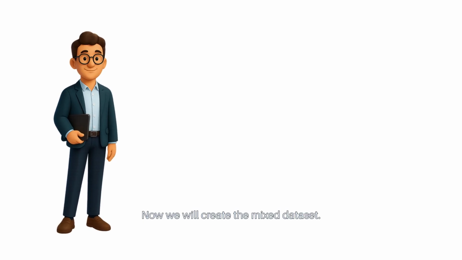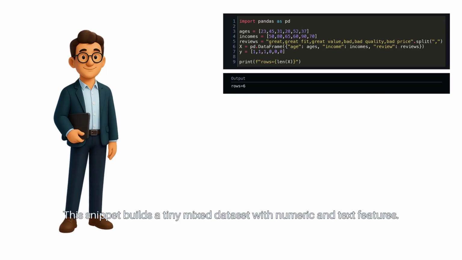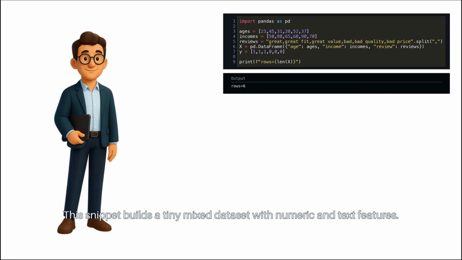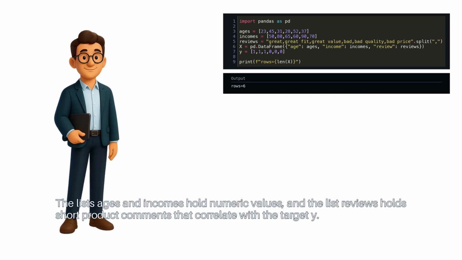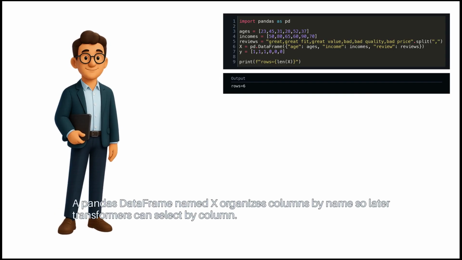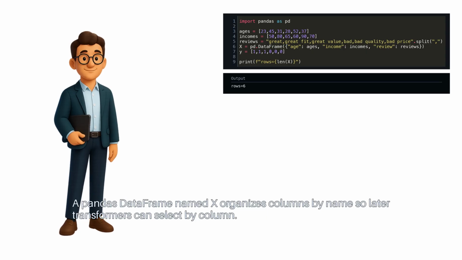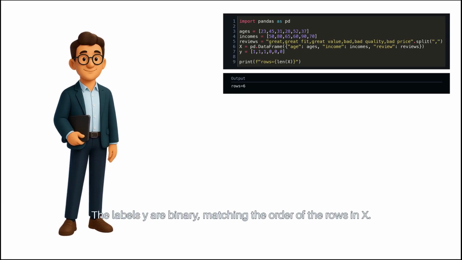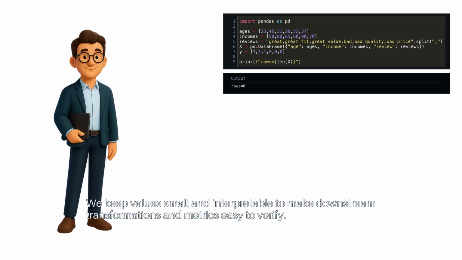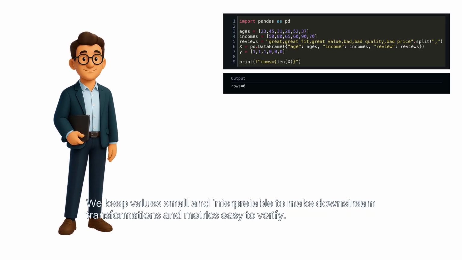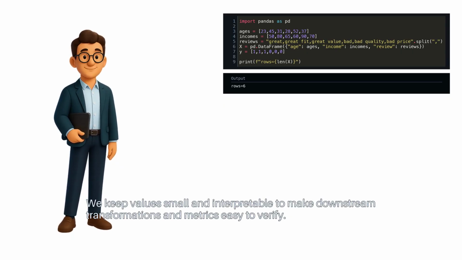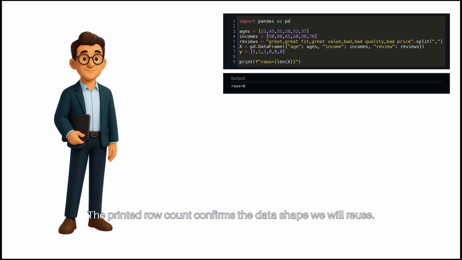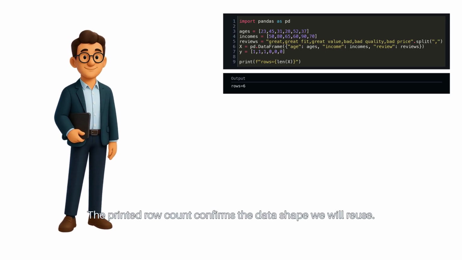Now we will create the mixed dataset. This snippet builds a tiny mixed dataset with numeric and text features. The lists ages and incomes hold numeric values, and the list reviews holds short product comments that correlate with the target y. A pandas data frame named X organizes columns by name, so later transformers can select by column. The labels y are binary, matching the order of the rows in X. We keep values small and interpretable to make downstream transformations and metrics easy to verify. The printed row count confirms the data shape we will reuse.